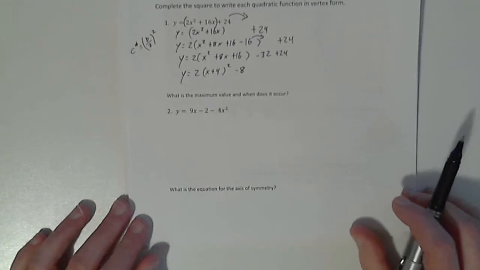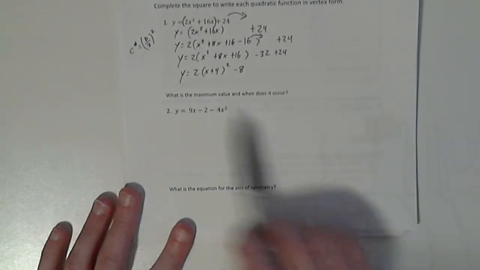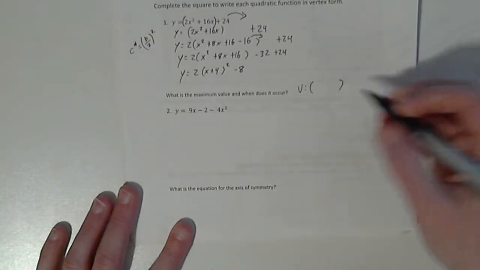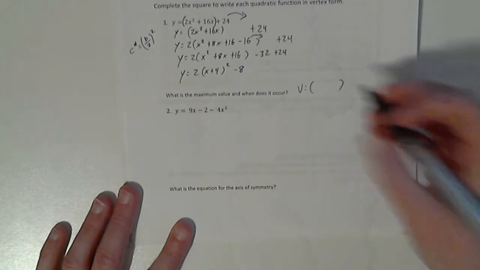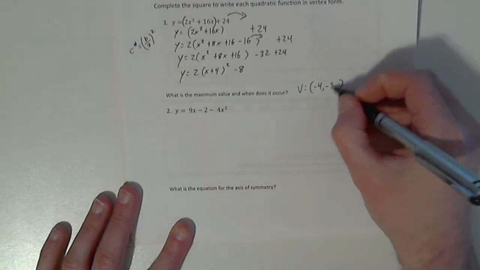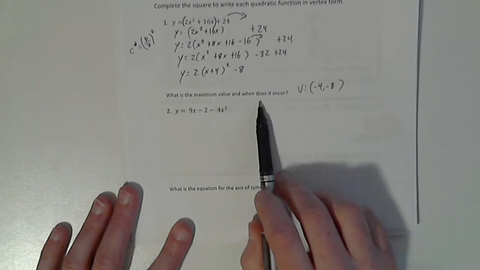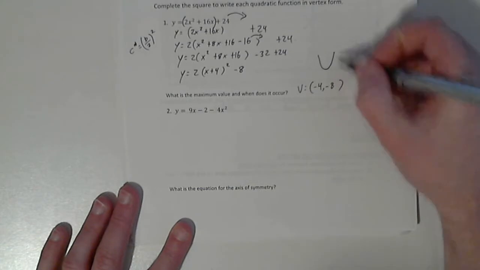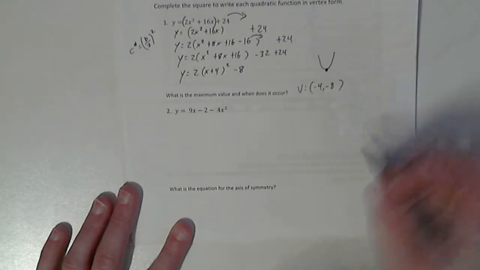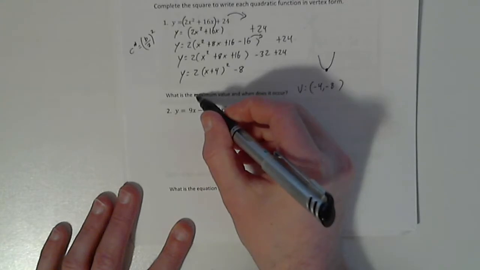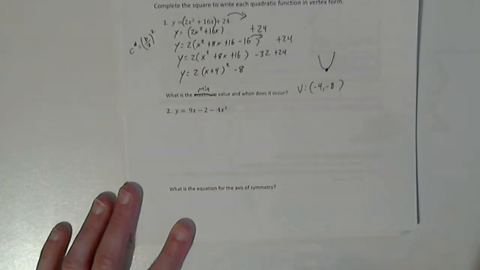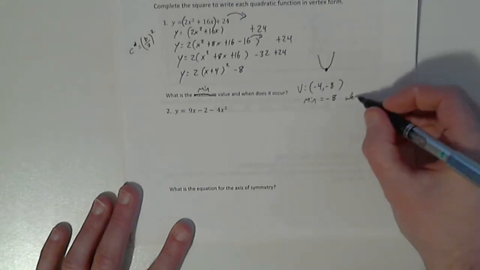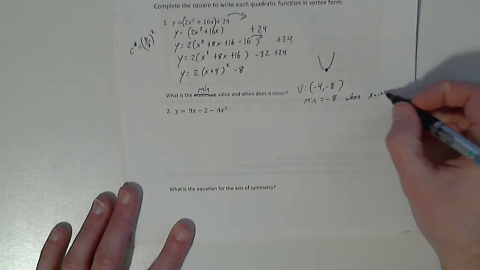If you're feeling comfortable, you should pause this and try and do it on your own first. What's the maximum value? Oh, let's state some answers about this. So the vertex, I usually pull out the vertex before I try and answer these. The vertex is negative 4, negative 8. What is the maximum value, and when does it occur? It's actually opening up, so it's actually a minimum value in this case. So it's a minimum value of negative 8 when x is equal to negative 4.